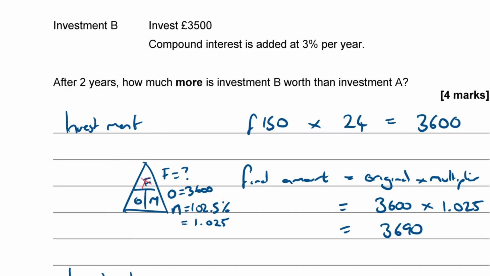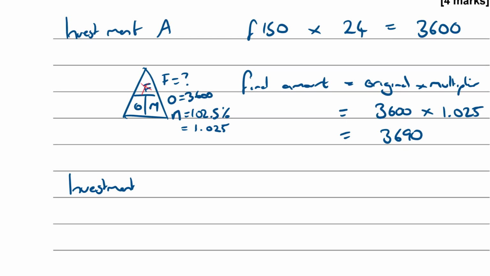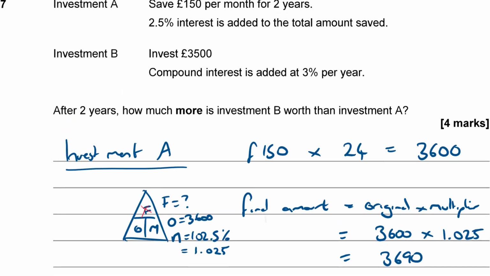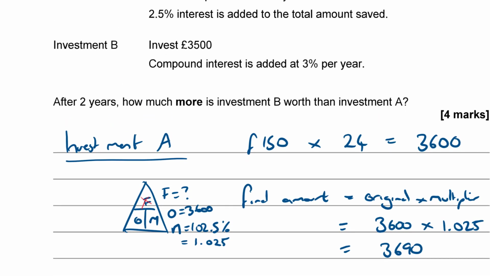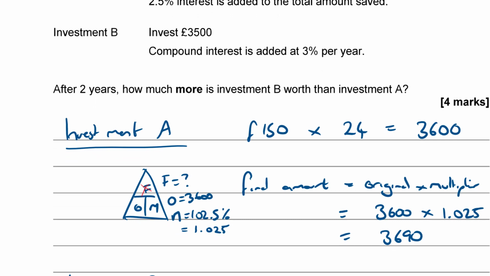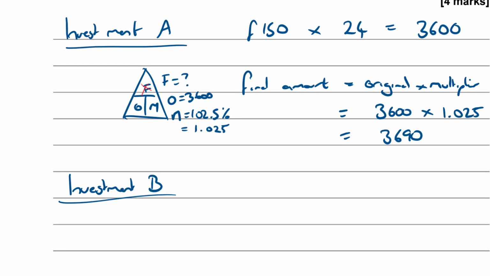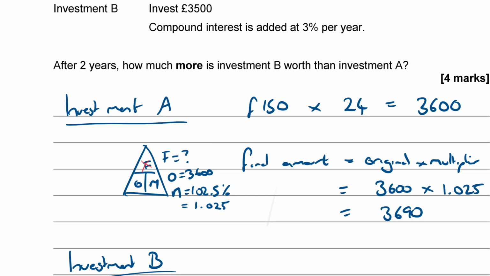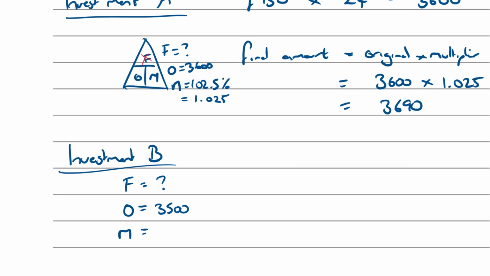Sorry, that was investment A up there, wasn't it? I'm doing investment B now. I'll get it the right way around. So that was investment A, and now I'm doing investment B. So investment B is invest £3,500 compound interest at 3% per year. So again, using my triangle, F is equal to the amount I'm trying to find. The original this time is 3,500, and the multiplier is an increase of 3%, so that's 103% as a percentage increase, which is 1.03 as a multiplier.